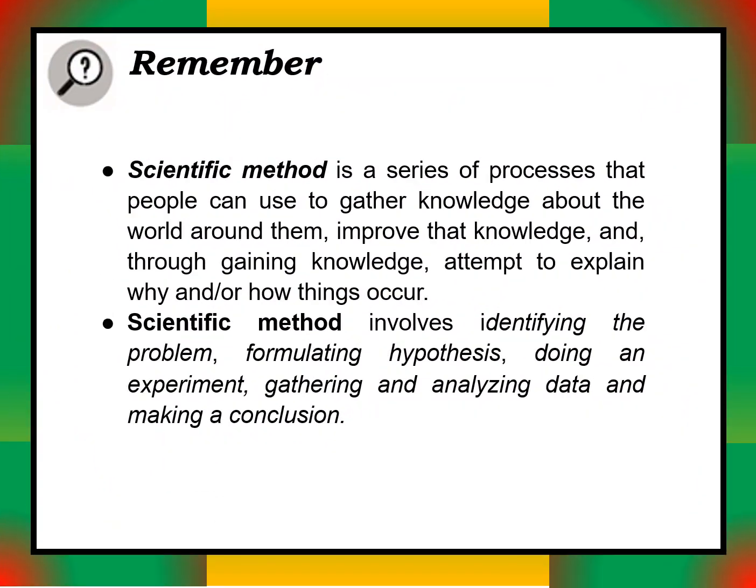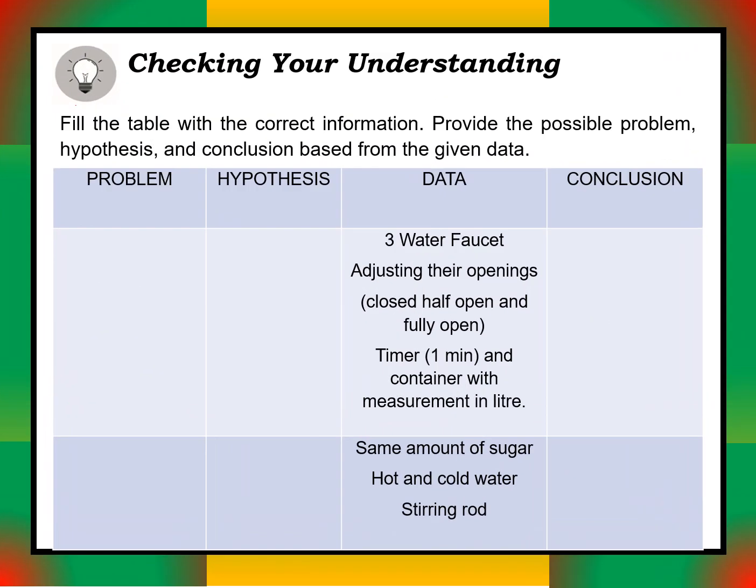Remember, the scientific method is a series of processes that people can use to gather knowledge about the world around them, improve that knowledge, and explain how things occur in the environment. The scientific method involves identifying the problem, formulating hypotheses, doing experiments, gathering and analyzing data, and making a conclusion. Let's check your understanding.